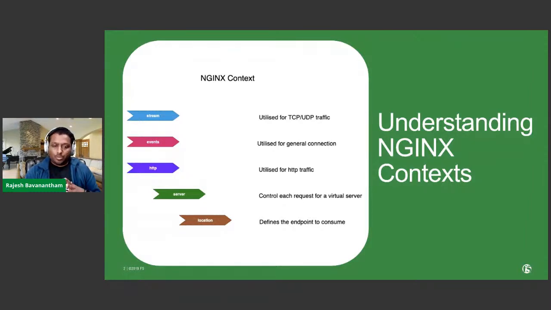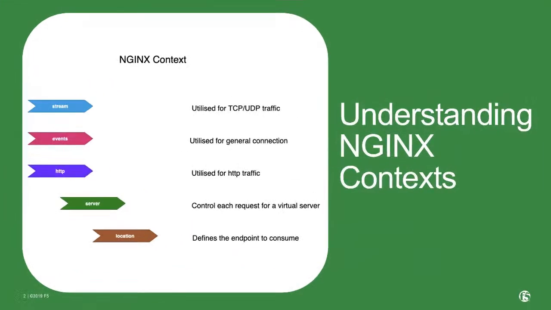Before we get into the demo, I would like to set some context, what we are going to look into. So in this case, I'm going to start with the NGINX context, where we will be predominantly seeing, out of the 5 you're seeing here, streams, events, and HTTP, server block and location block. We will be more concentrating on HTTP, server and location block.